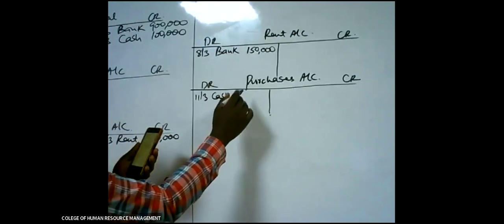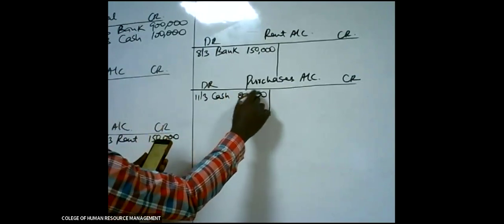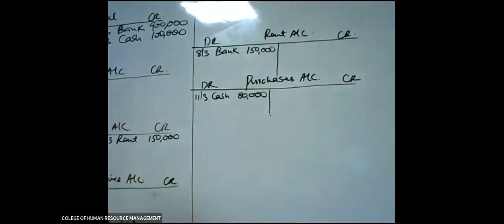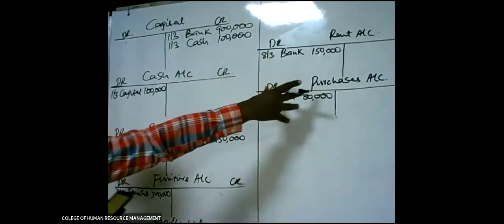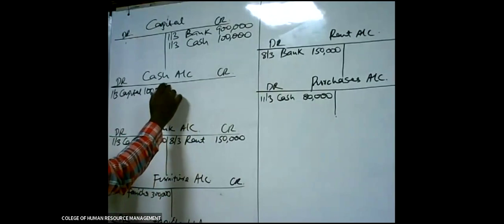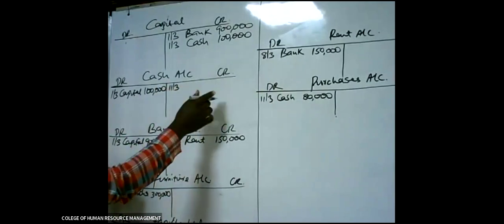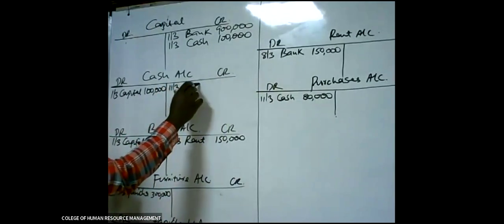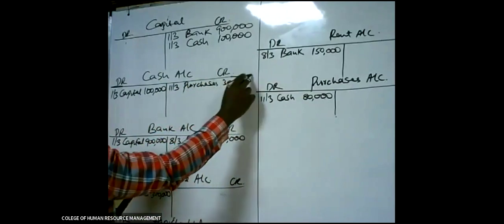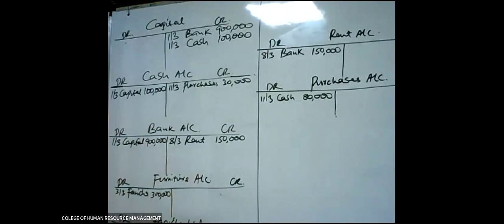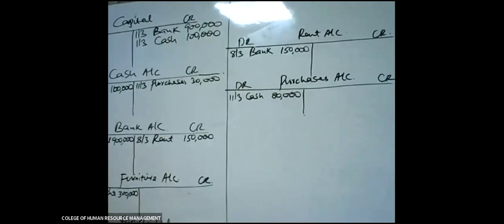How much? 80,000. What does that tell you about cash? Cash is reducing. It is an outflow to finance the purchases. Outflow you credit. You write here it has been used for purchases 30,000. Debit and credit has been done, double entry.